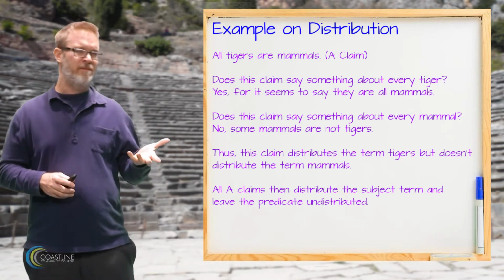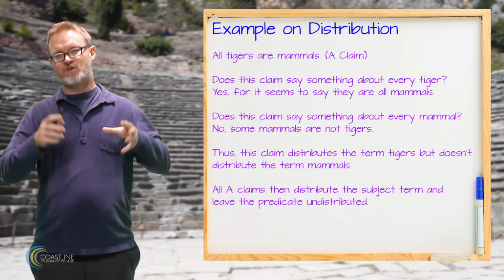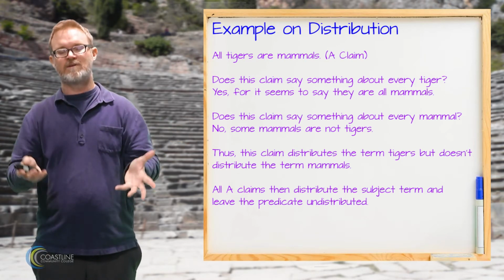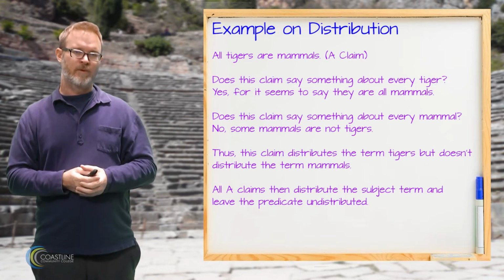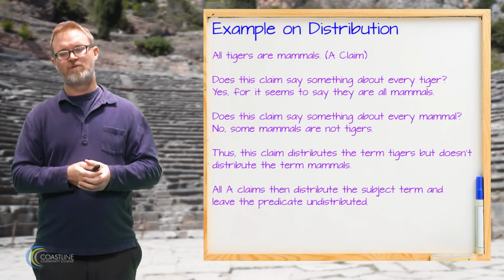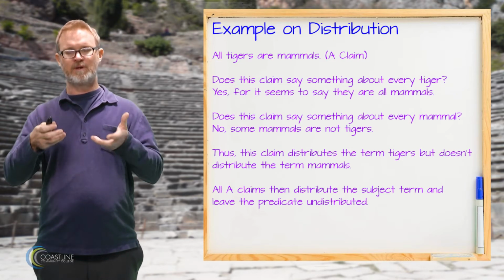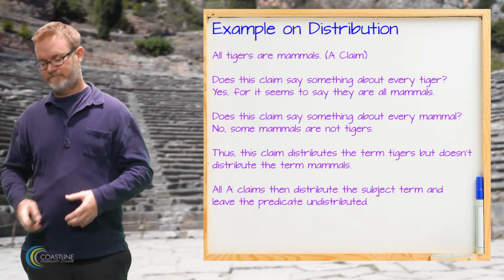That's the point, right? So if you think about the claim all tigers are mammals, it of course says something about every tiger. It distributes over every member of that class of animals, right? And so A claims like that distribute the subject term. In this case, the claim all tigers are mammals distributes the term tigers, right?